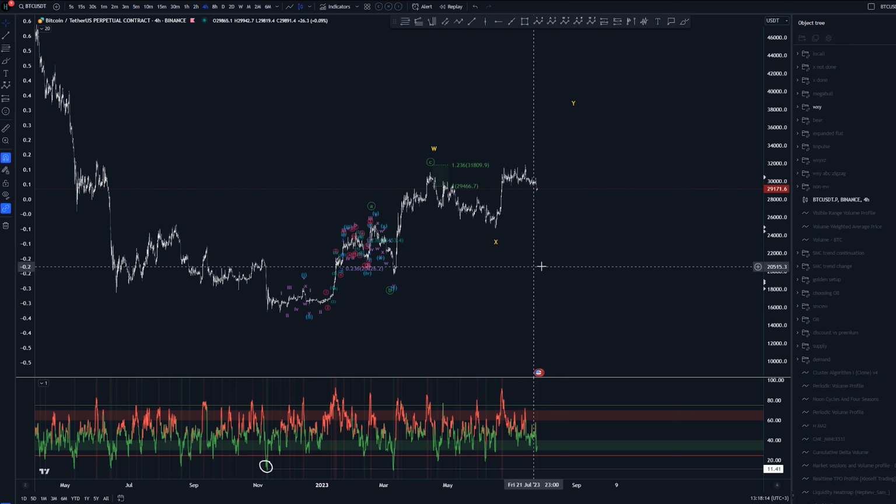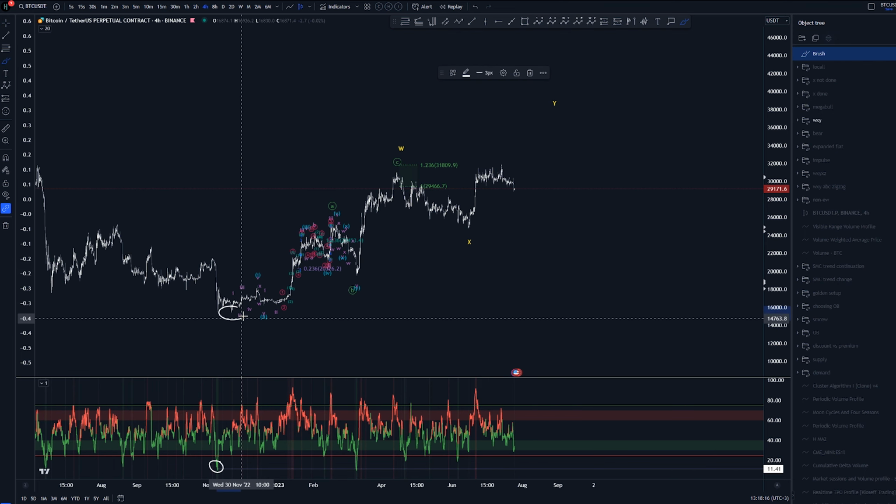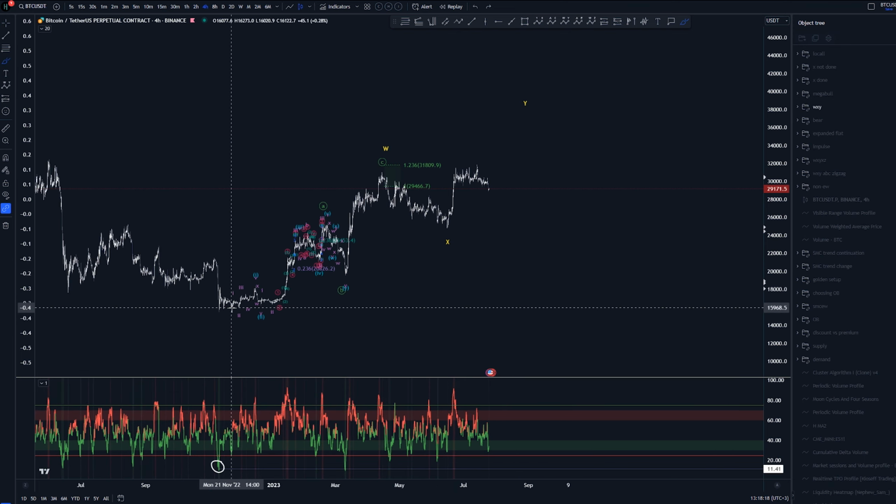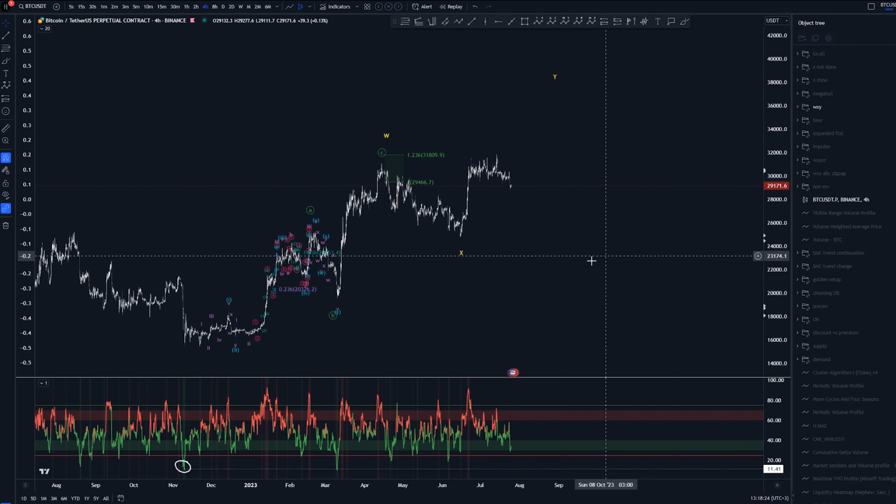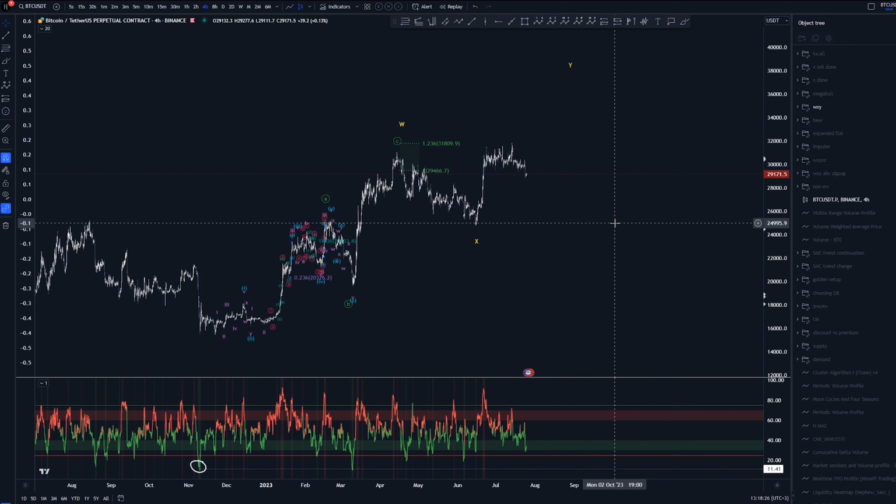Let's talk about the other structures that have the possibility of having a WXY count on the higher time frame ending here in November 2022. Since then, again, we have still very many counts to be had, and all of them are unfortunately still valid. So let's go through all of them.